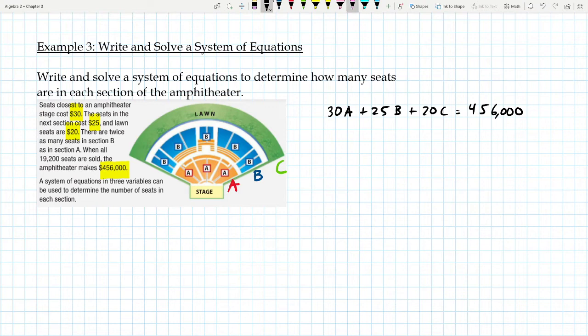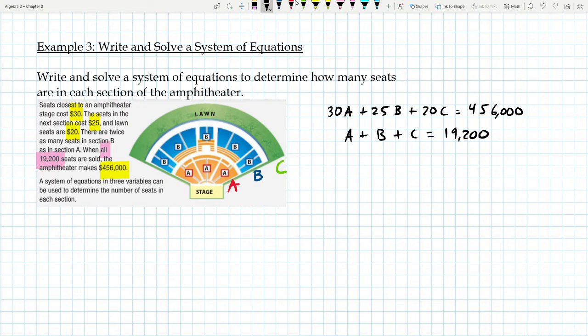So there's my first equation, the total amount of money we're going to make. Now another equation: they don't tell us how many seats are in each section, but we are told that all the seats are 19,200. So where the last equation was the cost of each one of the seats, if I'm just counting the seats, A, B, and C, they should add up to be 19,200. That's great. These are 2 great equations here. And if we were just working with 2 variables, this would be enough.